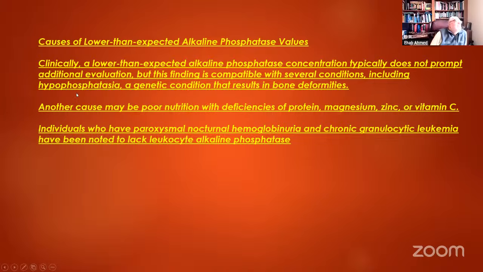Low alkaline phosphatase typically calls for additional evaluation of this infantile condition, including hypophosphatasia, a genetic condition. It includes other problems too. It may be nutritional, as we mentioned, poor nutrition. It could be magnesium or zinc deficiency or even vitamin C deficiency. All these nutritional deficiencies can affect the alkaline phosphatase level and make it low: protein, magnesium, zinc, vitamin C deficiency, in addition to hypophosphatasia or transient hypophosphatemia of infancy.